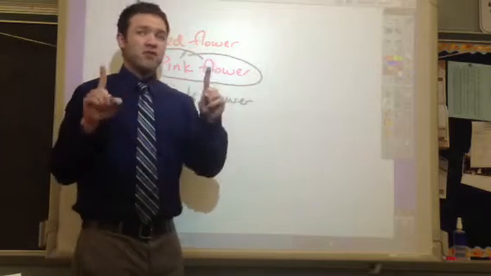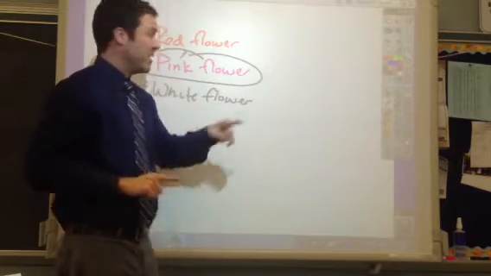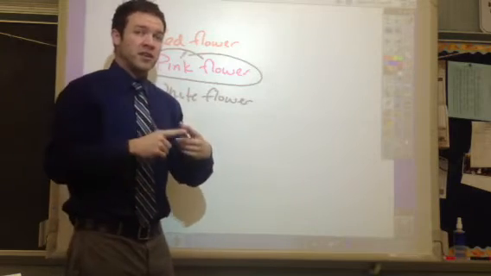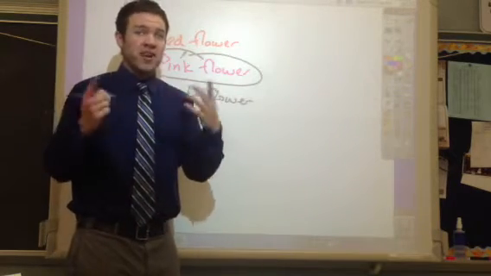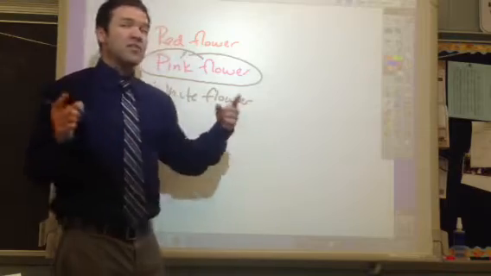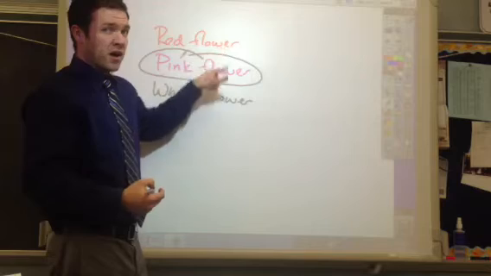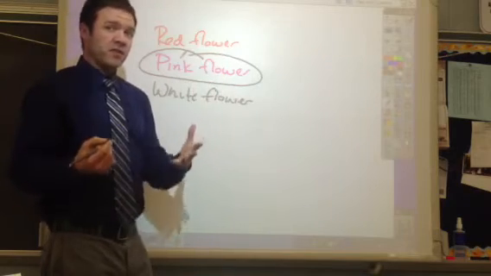You only get blending if you have two different alleles, so that's the heterozygous state. So if you're a red flower, you're in the homozygous state because you only have the red allele. It doesn't blend. When you get two reds together, you still get red color. When you get white with another white, it still comes out white. When the extreme colors blend, you get the pink flower.